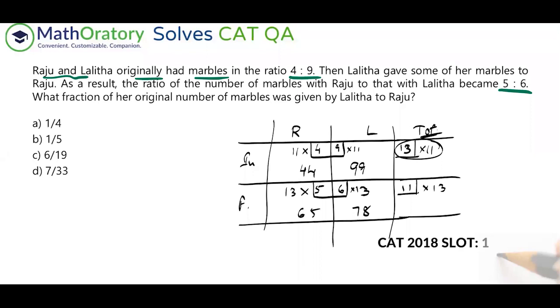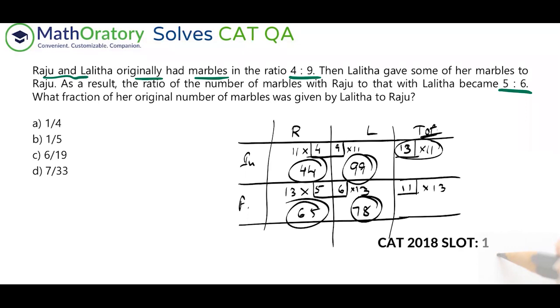You don't need to figure out all of this. You could have just figured out this and this. That would be sufficient because now you can see that the totals are equal. 44 plus 99 is the same as 65 plus 78. In both cases you have 143, and that maintains the ratios also, 4 is to 9 and 5 is to 6. So that is what we have done. We have put in numbers in such a way that these four numbers satisfy all the conditions. Once that is done, the rest of it is easy.